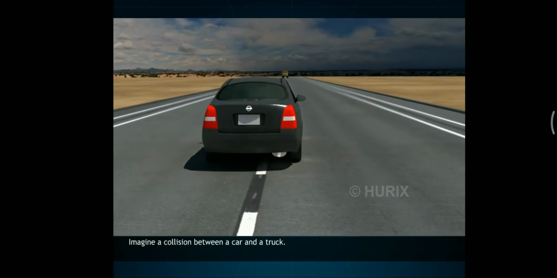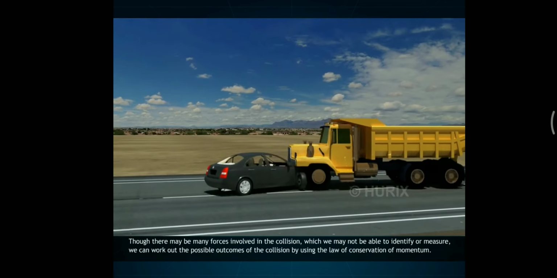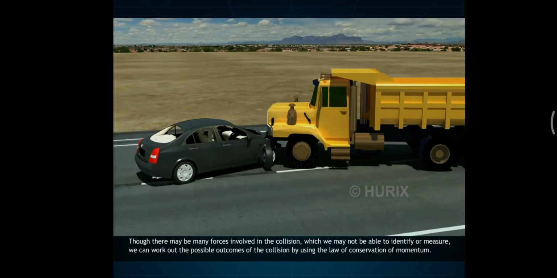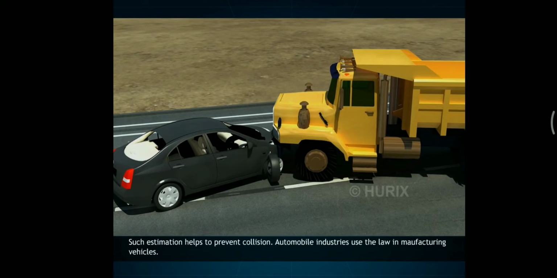Imagine a collision between a car and a truck. Though there may be many forces involved in the collision, we can work out the possible outcomes of the collision by using the law of conservation of momentum. Such estimation helps to prevent collisions. Automobile industries use the law in manufacturing vehicles.